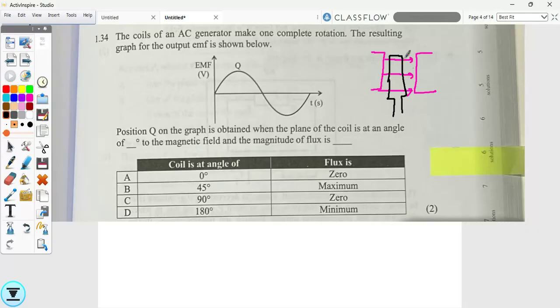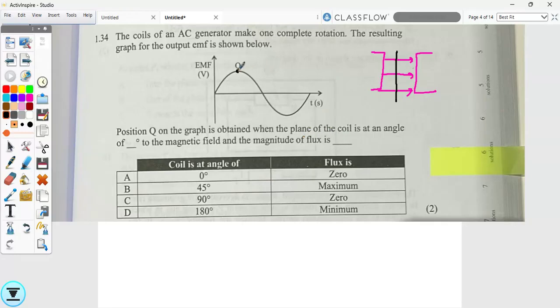But if it's in the vertical position, so if it's standing up like this, going like that, then the flux is a maximum, so the EMF will be a minimum. So they say the position Q on the graph is obtained when the plane of the coil is at an angle of what to the magnetic field, and the magnitude of the flux is what.